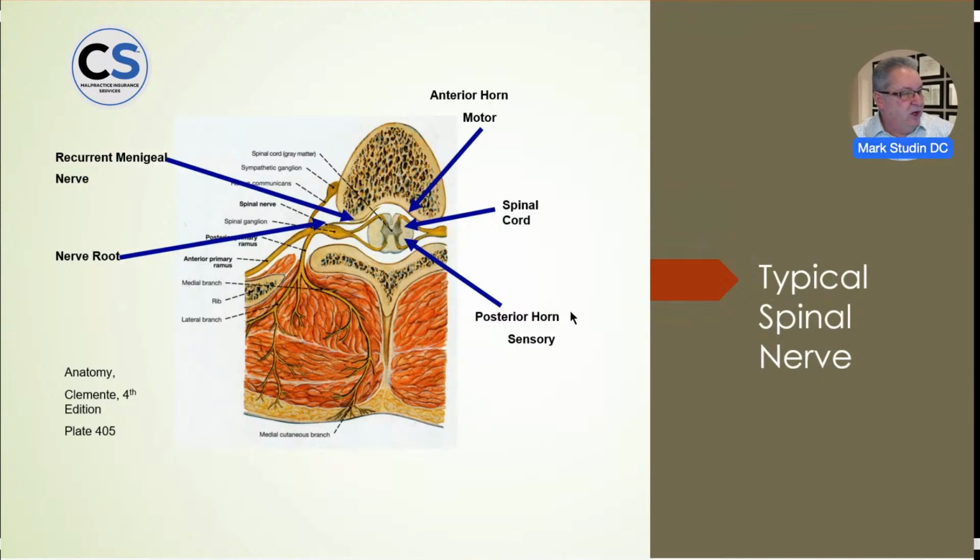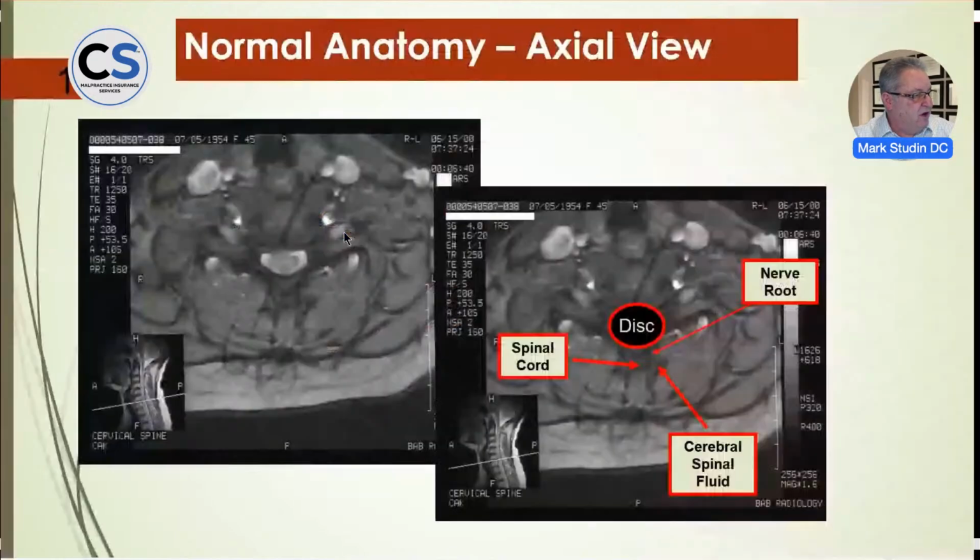Now, if we look at a typical spinal nerve, here's the bone, the body of the vertebra, the disc sits on top. Here's the spinal cord. Here's the anterior horn. This is the posterior horn. This is the nerve root. This is the recurrent meningeal nerve, used to be called the sinuvertebral nerve. Now, in disc issues, there's different zones. This is the central zone. This is the lateral recess. And this is not a foramina. Foramina means hole. Stop thinking like x-rays. This is a neural canal like a tunnel where the nerve goes through.